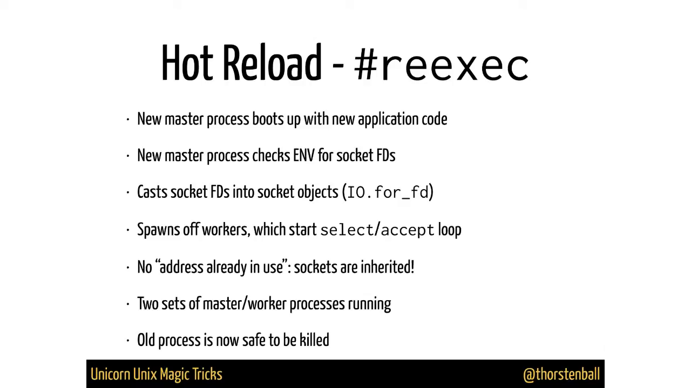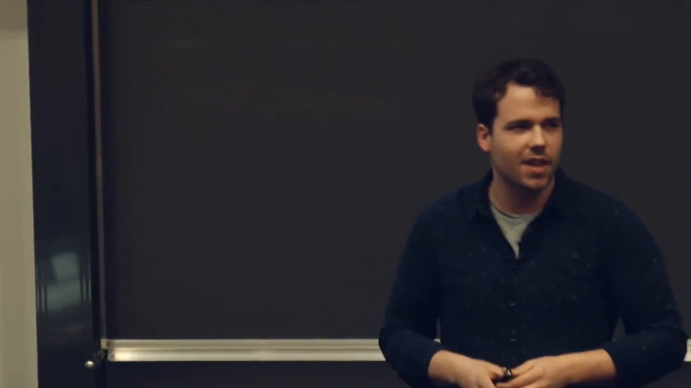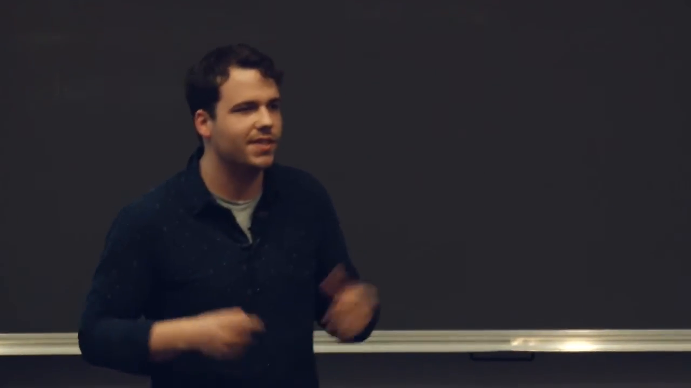And what it does then is it checks the environment for those file descriptor numbers. And if there are any numbers in the environment, it takes those numbers and casts them into I/O objects. And it's able to do this because it inherited those sockets. It doesn't have to open new sockets. Those are the same sockets the old parent process opened. The new master process just casts them into I/O objects and can use them again. And then it calls fork a bunch of times, creates new worker processes, and they are going to call IO.select on this socket again. And the whole time there is no "address already in use" error, which would happen if you start another master process without it being the child process. No, it's the same socket.